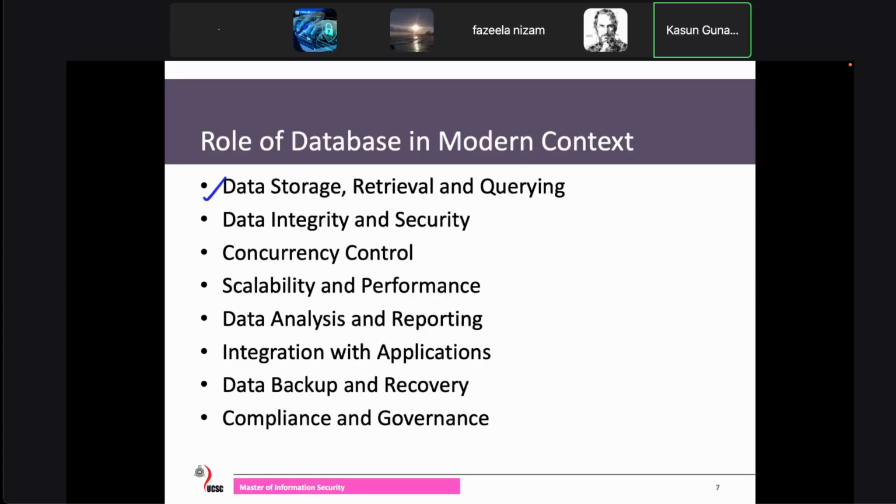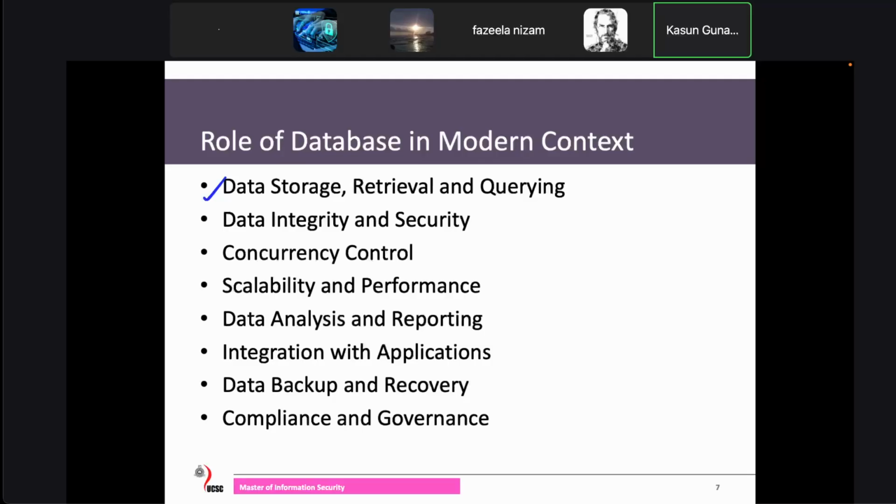And also data backup and recovery. So you know that data backup is an important attribute these days, because in a disaster, data backups are really important. We never know at which point we might experience such a disaster, so it's better to prepare well. So databases provide mechanisms for backing up data and restoring it in the event of data loss or corruption.